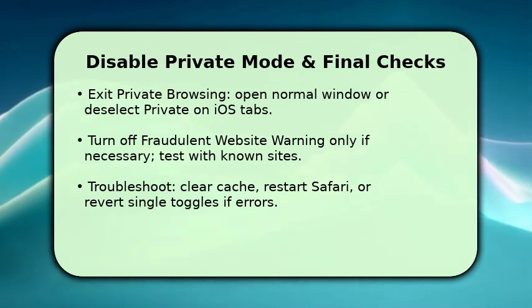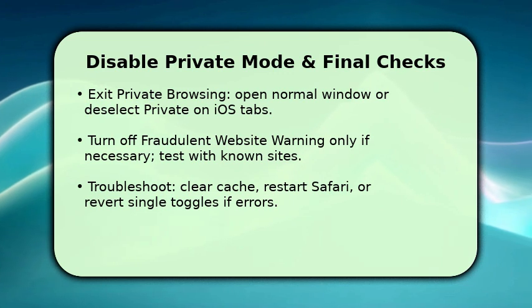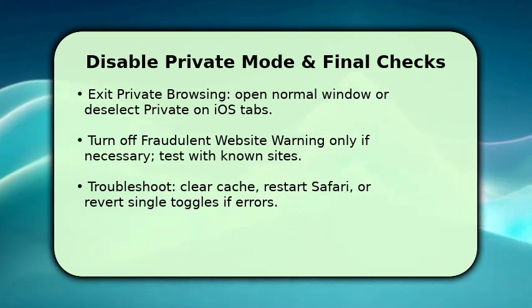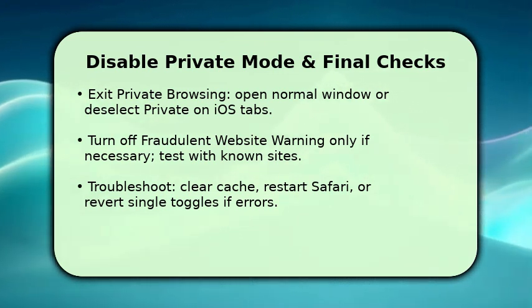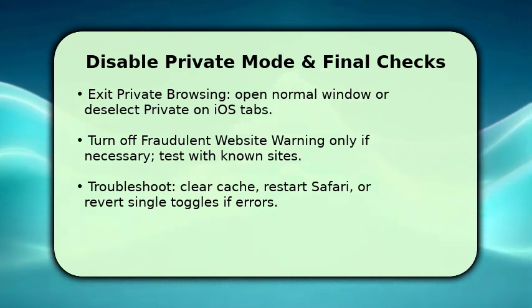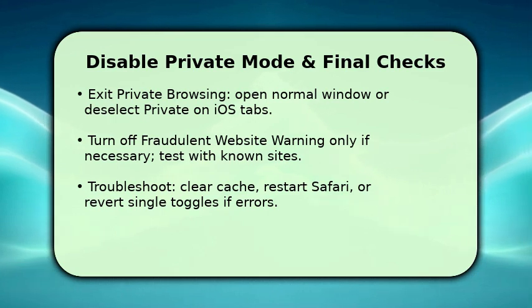Finally, test by visiting sites that previously blocked content. If something breaks, clear Safari's cache and restart the browser. If problems persist, re-enable one privacy toggle at a time to isolate the cause.